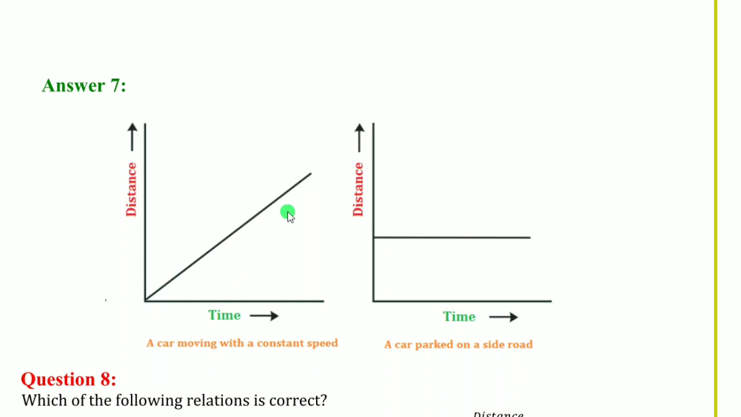So in uniform motion, it will be a straight line passing through the origin. And for the car parked on a straight side road, the distance will be equal at every time. There is no change in distance. At 1 second, this is the distance. At 2 seconds, the same distance. At 3 seconds, the same distance is maintained. So it will be a straight line parallel to the t-axis.